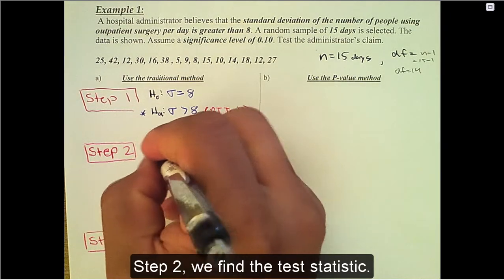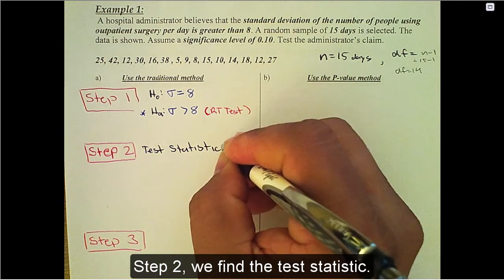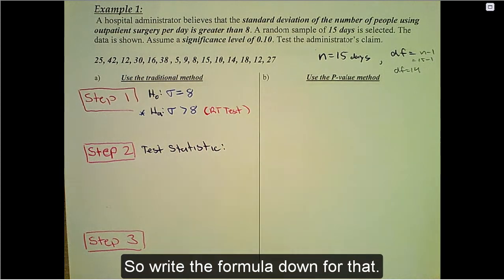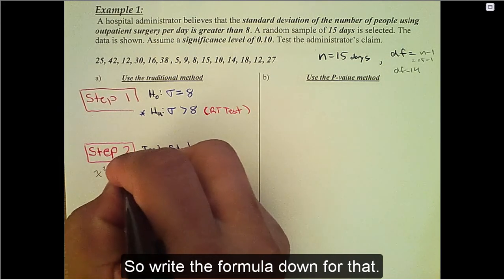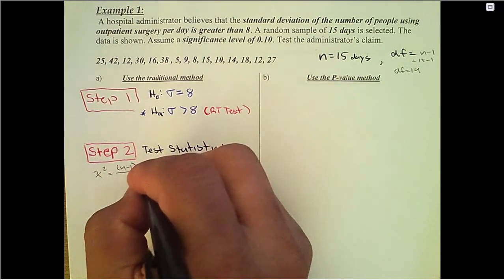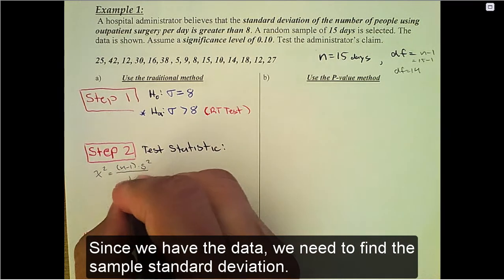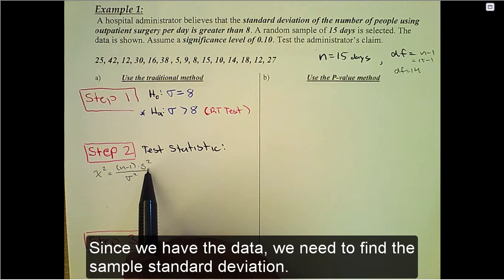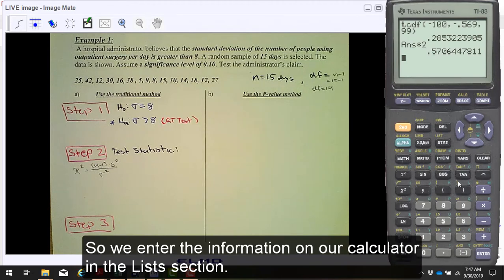Step 2, we find the test statistic. So write the formula down for that. Since we have the data, we need to find the sample standard deviation. So we enter the information on our calculator in the list section.